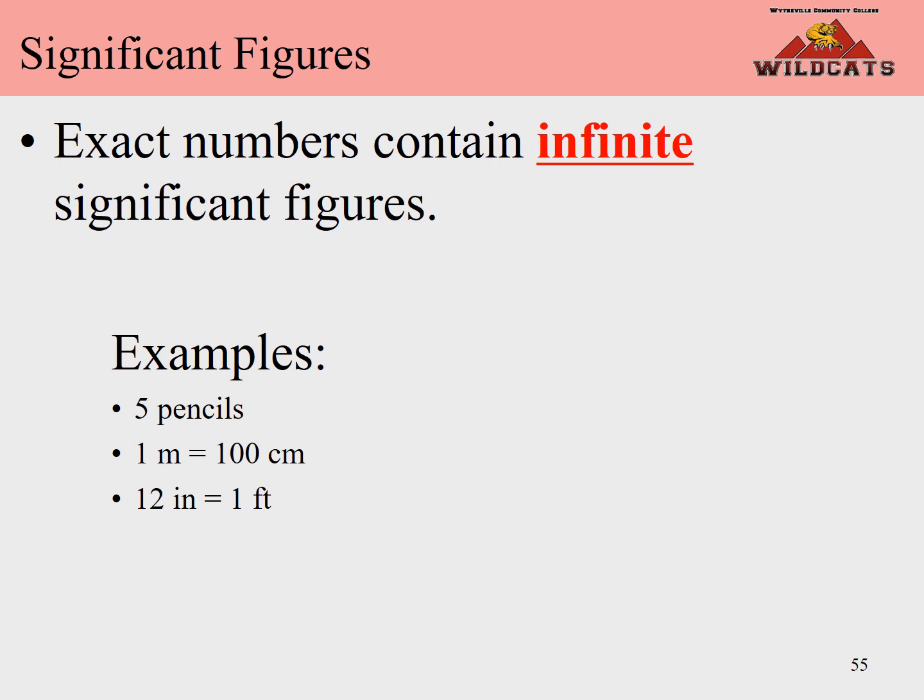1 meter is exactly equal to 100 centimeters. Technically, you've counted out 100 of them and put them together to make a meter. But our metric conversions have an infinite number because by definition, we can just add a decimal point to the end of the 100 and keep adding zeros. Also, there are exactly 12 inches in 1 foot. Okay, so some of our numbers contain infinite significant figures. What that means is it just doesn't affect how we're going to record our final answer.